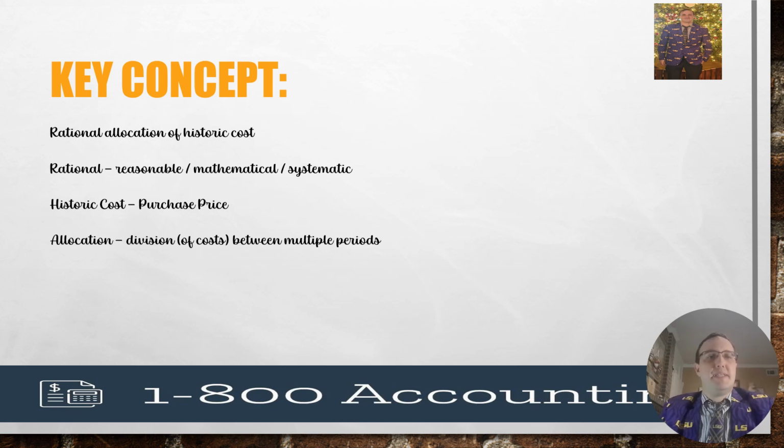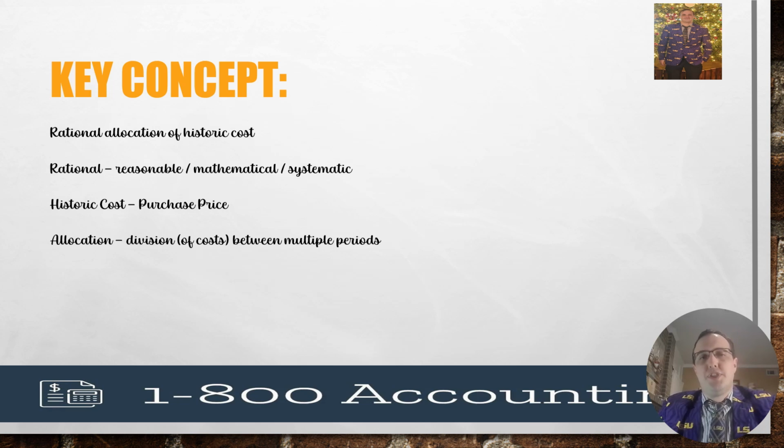Now, the key concept today is the rational allocation of historic costs. So what does that mean? First, the rational means that it's going to be reasonable, mathematical, systematic. We're going to be able to point to how we decided to do this. It's going to be based off of historic costs.